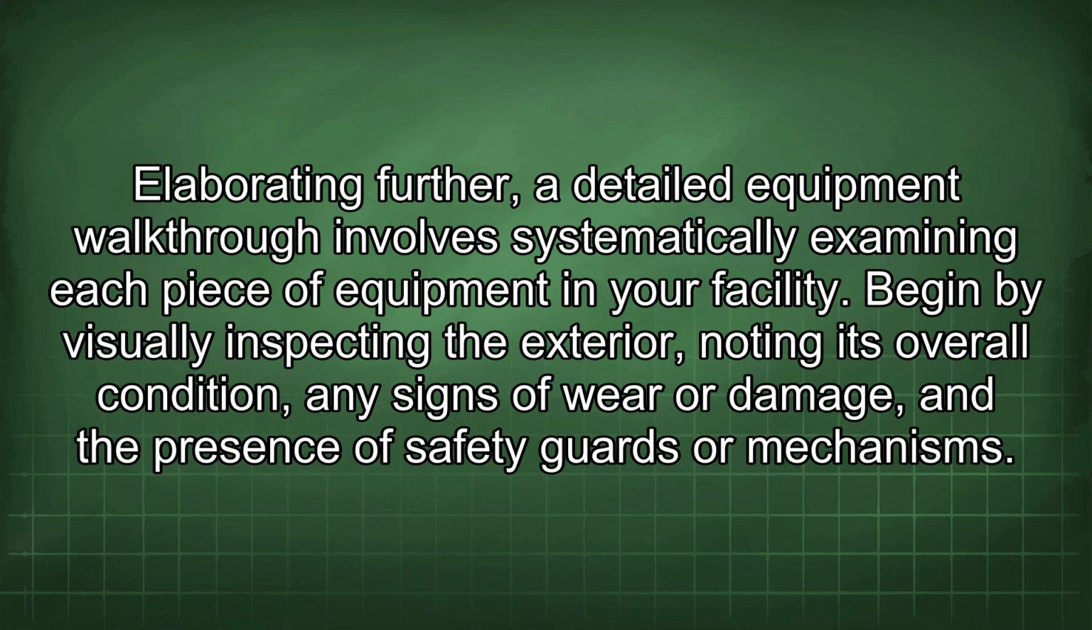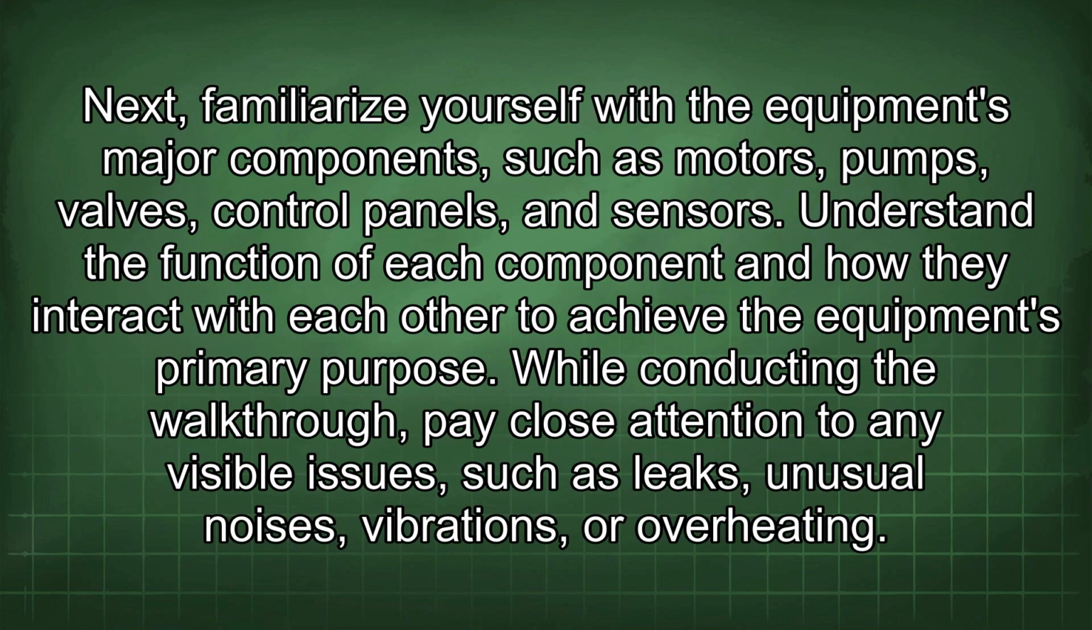Elaborating further, a detailed equipment walkthrough involves systematically examining each piece of equipment in your facility. Begin by visually inspecting the exterior, noting its overall condition, any signs of wear or damage, and the presence of safety guards or mechanisms. Next, familiarize yourself with the equipment's major components such as motors, pumps, valves, control panels, and sensors. Understand the function of each component and how they interact with each other to achieve the equipment's primary purpose.